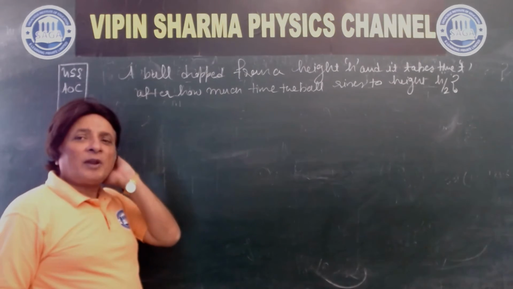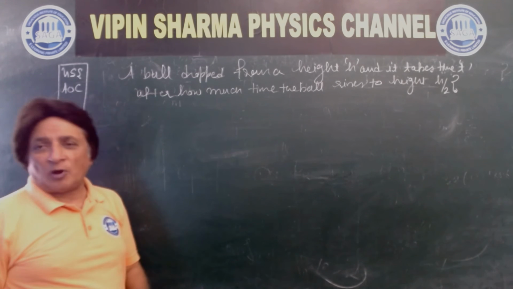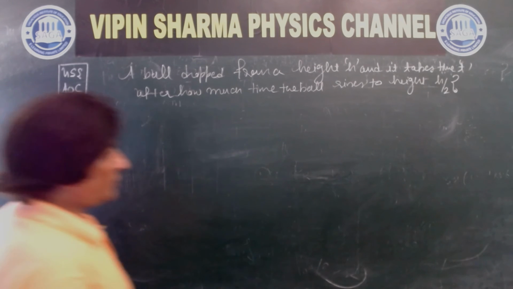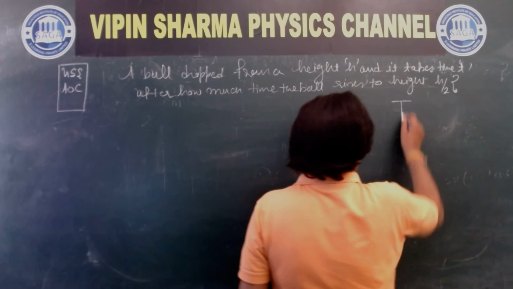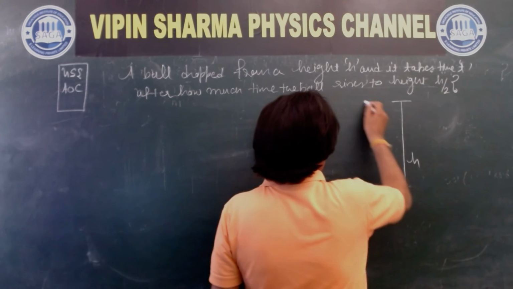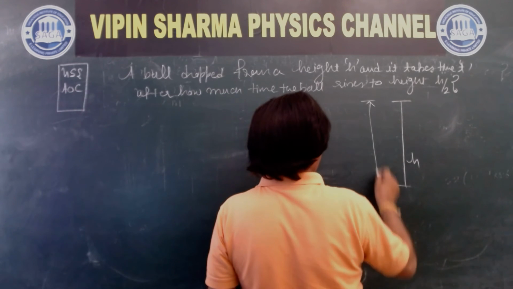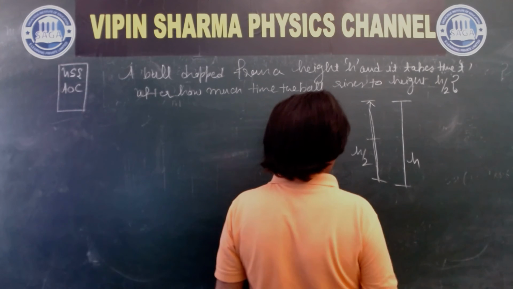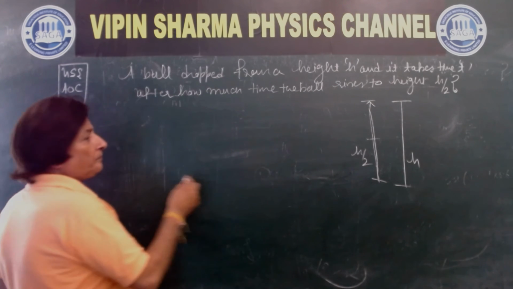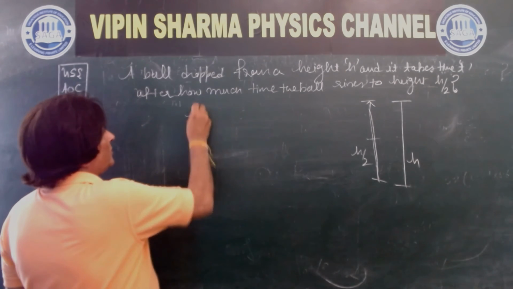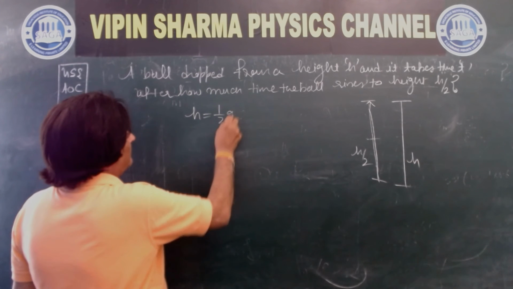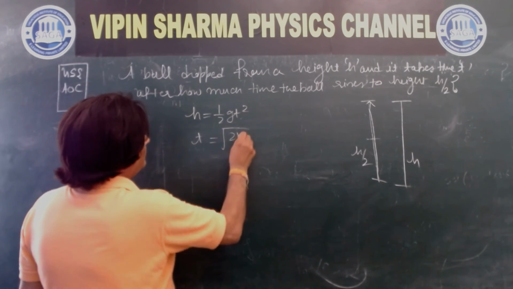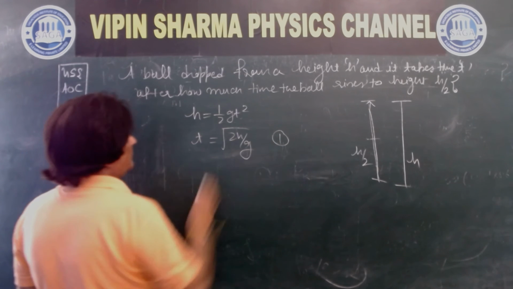First of all, we'll like to go with the concept. What concept will we apply here? Understanding of the statement first. This is a height h and this is a height h upon 2. What is h? h is equal to half gt square. So t is equal to root 2h upon g. Marking this number 1.